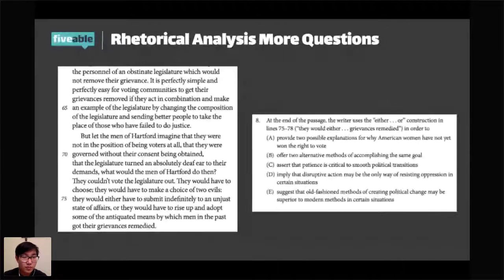All right. The answer is D. Yep. They use either-or to imply that disruptive action may be the only way of resisting oppression in certain situations. And by the way, I don't know if you noticed, but I almost planned this.